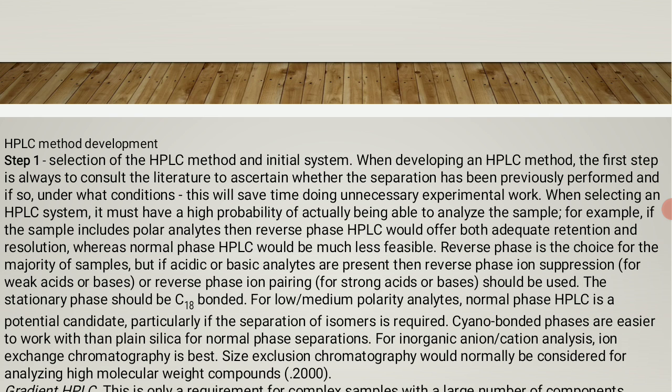The stationary phase should be C18 bonded. For low and medium polarity analytes, normal phase HPLC is a potential candidate, particularly if the separation of isomers is required. Cyano-bonded phases are easier to work with than plain silica for normal phase separation. For inorganic anion and cation analysis, ion exchange chromatography is best. Size exclusion chromatography would normally be considered for analyzing high molecular weight compounds.